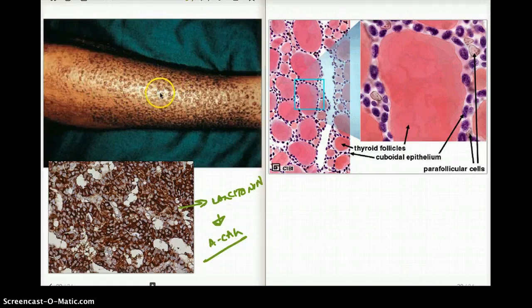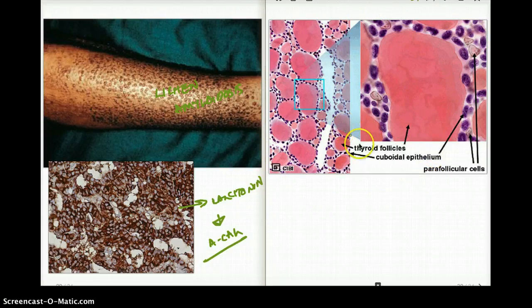I think this is called lichen amyloidosis, which is often seen with medullary carcinoma of the thyroid, and we see amyloidosis all over the skin. Now, calcitonin is released from the parafollicular cells. So if you see a histologic section of the thyroid, you should be able to pick out our parafollicular cells.